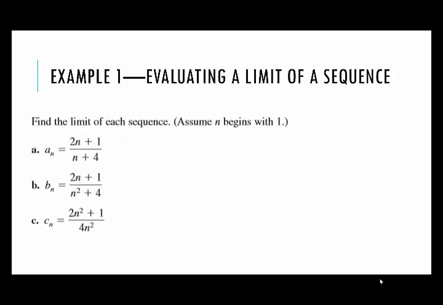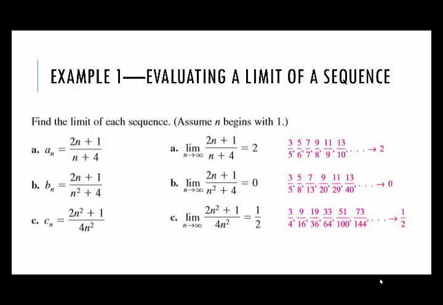In this first example, evaluating the limit of a sequence, we're going to find the limit of each of these sequences as n approaches infinity, assuming that n begins with 1. Well, in each of these cases, we can begin to see a pattern arise. So, for example, the limit as n approaches infinity of 2n plus 1 over n plus 4 equals 2. As we write out the terms of the sequence, we see that it's getting closer and closer to 2. We could graph this sequence or graph this function and see that it's getting closer and closer to 2 as n approaches infinity.